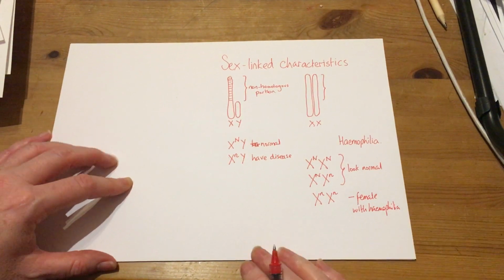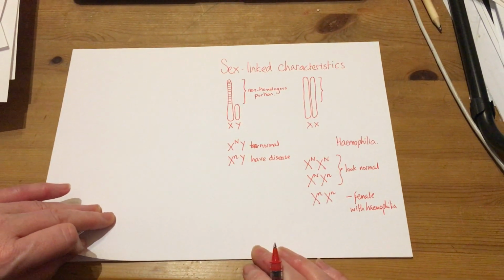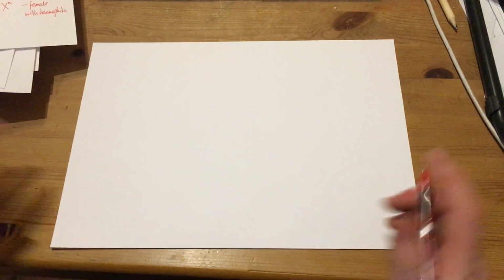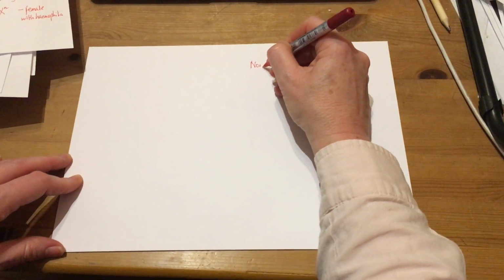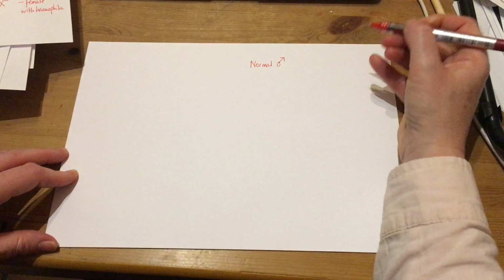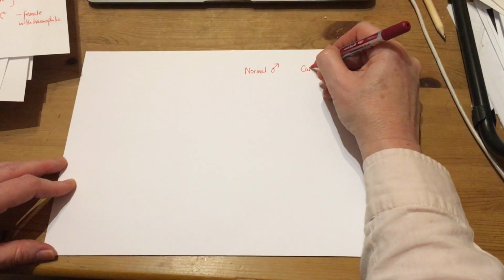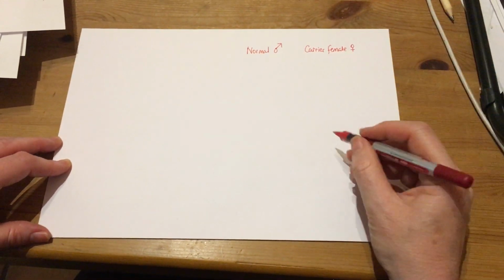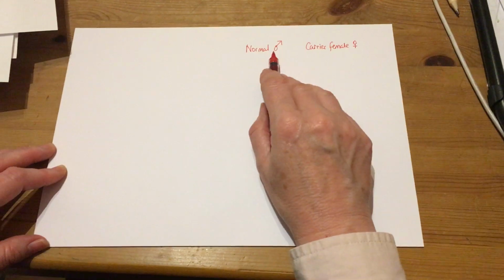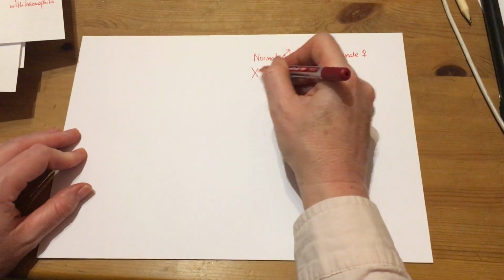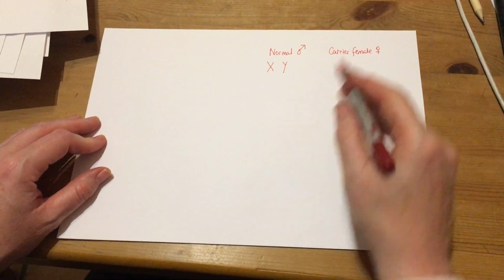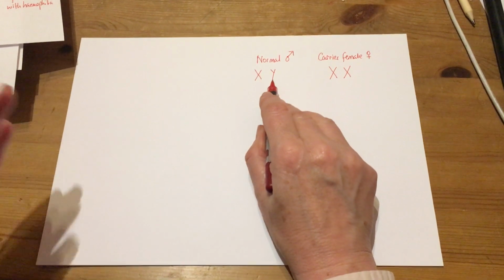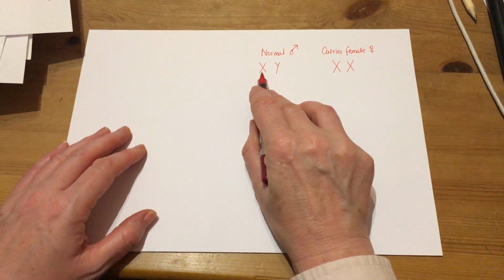So let's have a look at a cross and see how we lay it out for sex-linked characteristics. It's a little bit different from some of the other crosses that we have seen. So let's take a normal male and a carrier female. So a symbol for female is that. So a normal male, as soon as we're talking about sex-linked characteristics, we have to have our X and our Y involved. So for our female, it will be X and X. The Y chromosome never carries any allele, so it's just on the X chromosome.